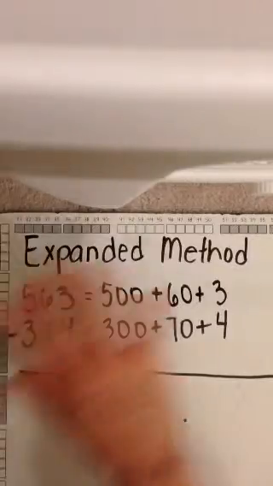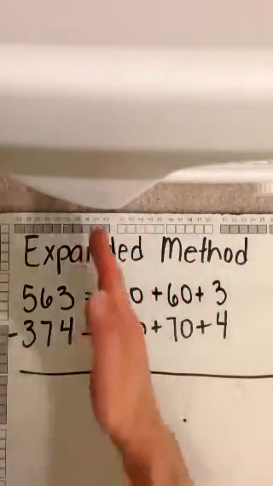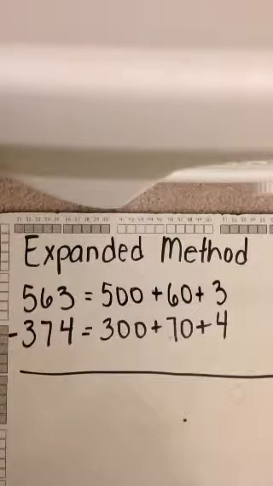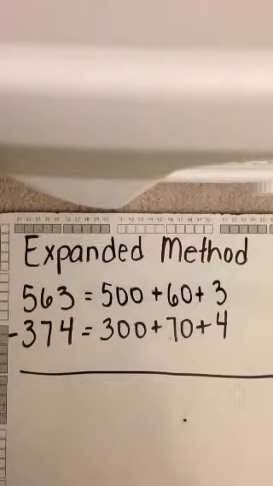Notice everything is neatly aligned. I have my ones, tens, and hundreds. You want to make sure it's nicely lined up. If it is not neatly lined up, it's very easy to make a mistake. So we want to make sure that we're very neat and that we can actually read our problem. So our next step is we are going to go ahead and subtract.